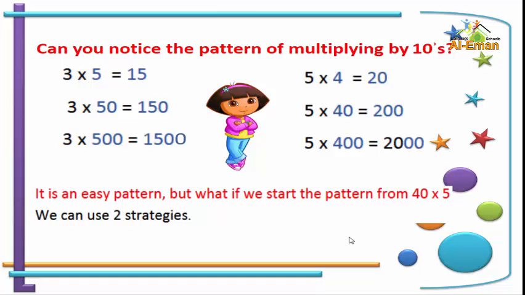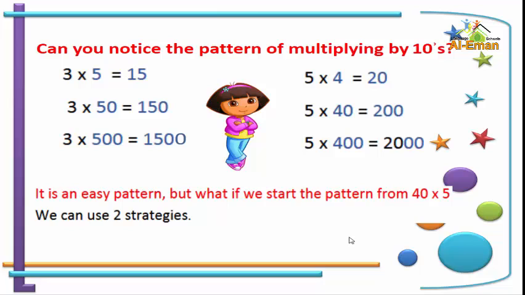Let's see. First we have 3 times 5. Who can tell me the product of 3 times 5? It is 15. What if the 5 became 50? 3 times 50 equals what? First we multiply 3 times 5 equals 15, and we put the 0 after it. So the product will be 150.